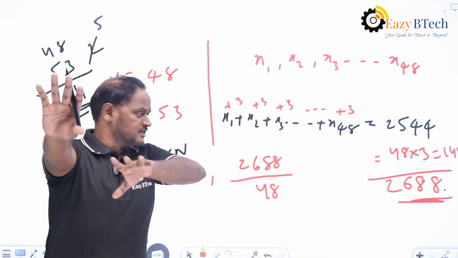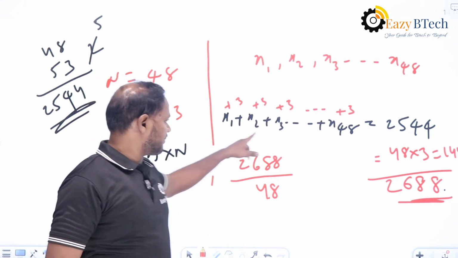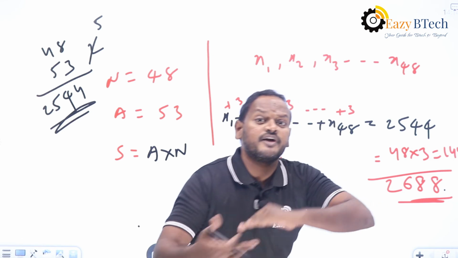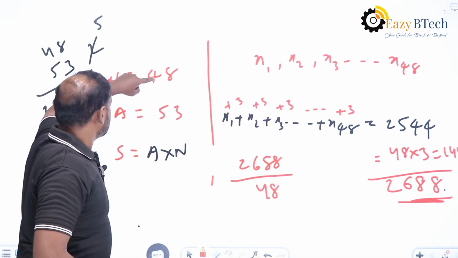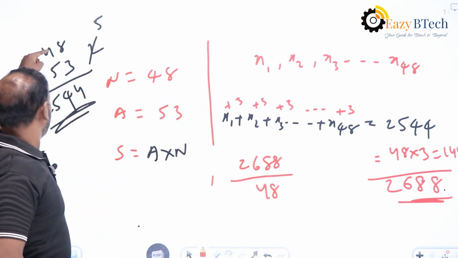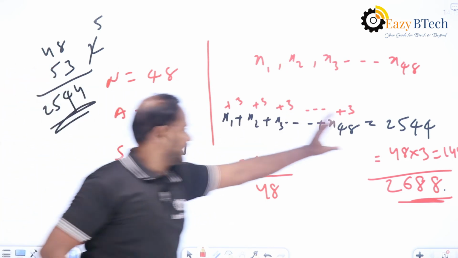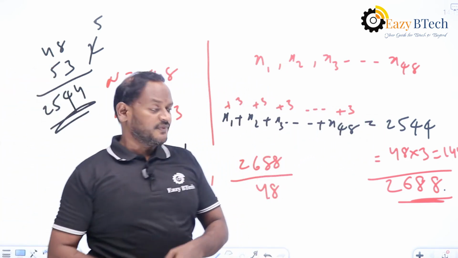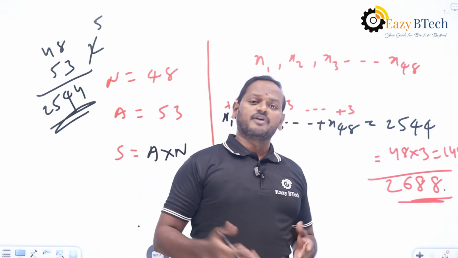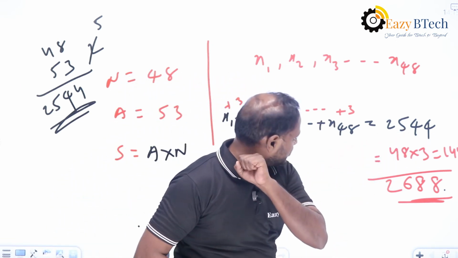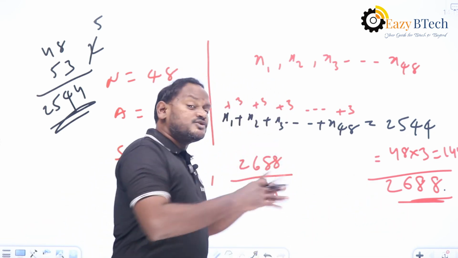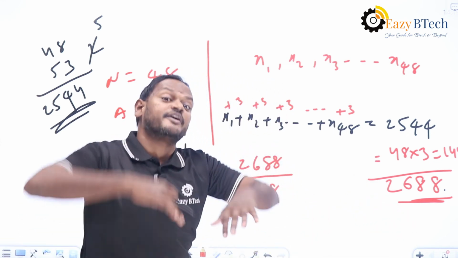First of all, understand one logic here. x1 plus up to x48, the total sum, can be 2544. How did we get this 2544? Because the number of terms will be 48. 48 into 53 will be 2544. Yes, we got the sum. And after that, we need to increase each number by 3. Yes or no? Yes, we have increased. 48 into 3 will be 144. This 144 should be added to 2544. 2688. Right. After getting 2688, what do we need to find? I need to find the new average.